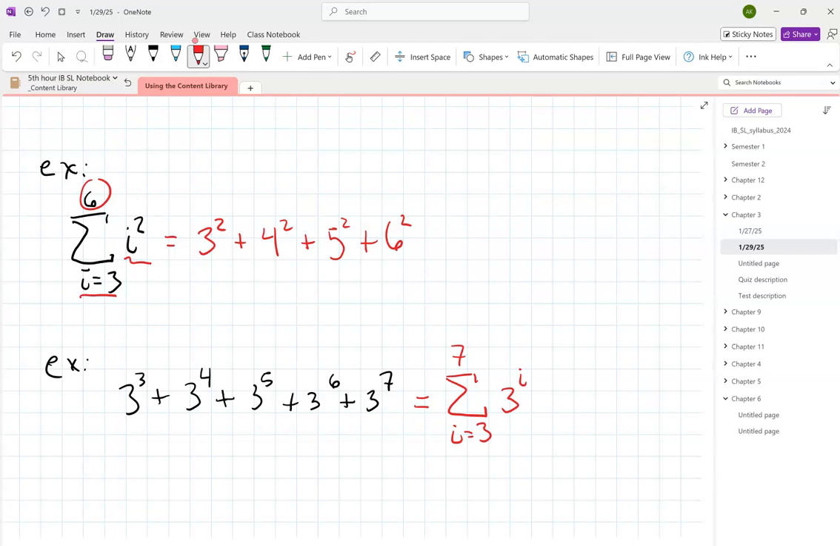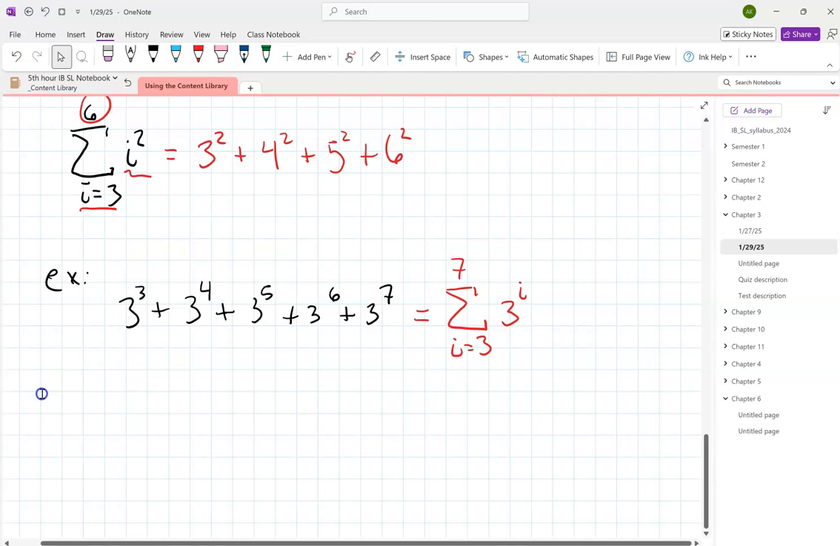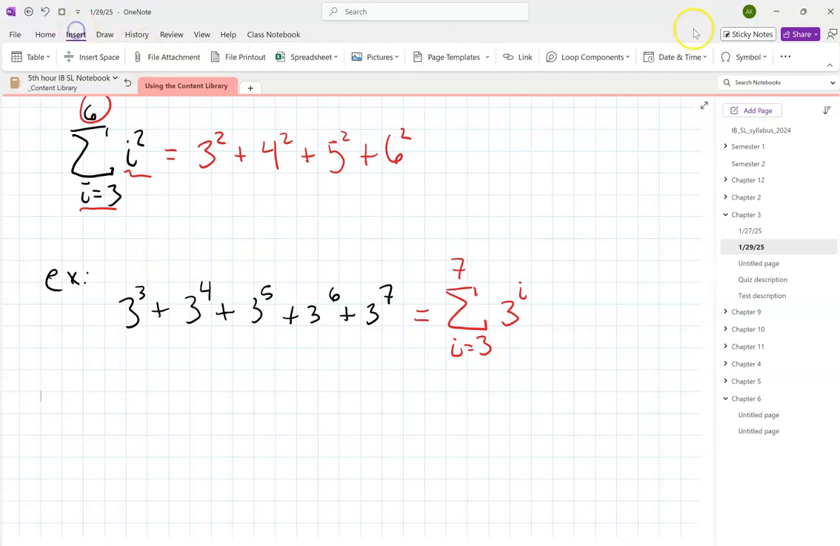Do you guys feel okay going back and forth? Again, it's not incredibly complicated, but if you don't understand what you're looking at, it can be tricky. Let's do this example here real quick.